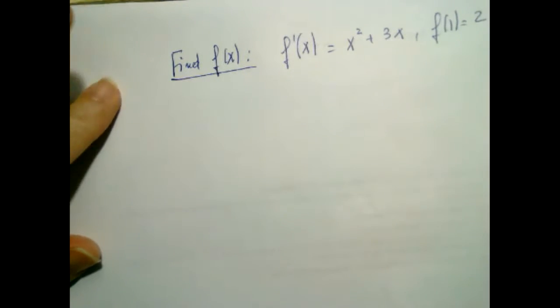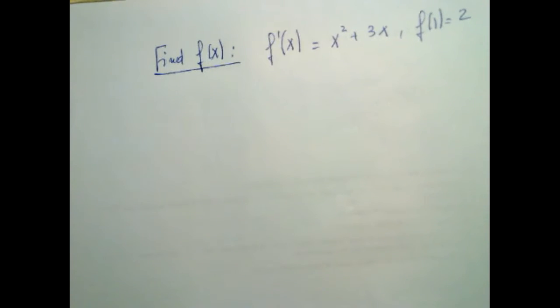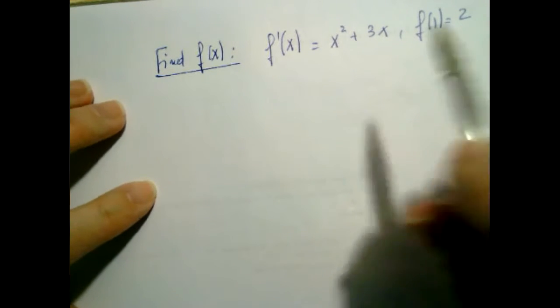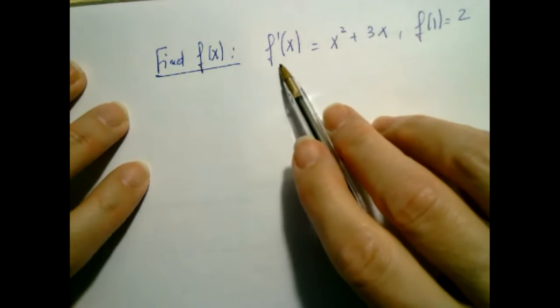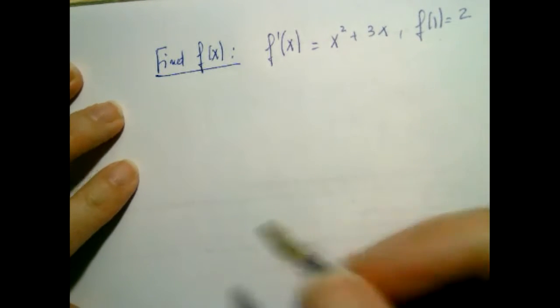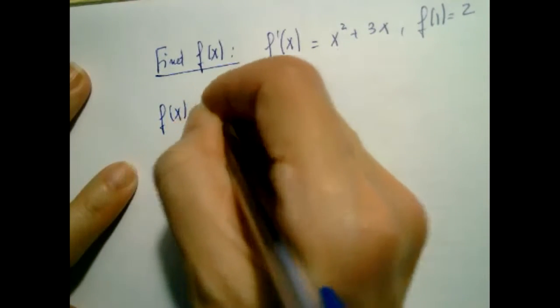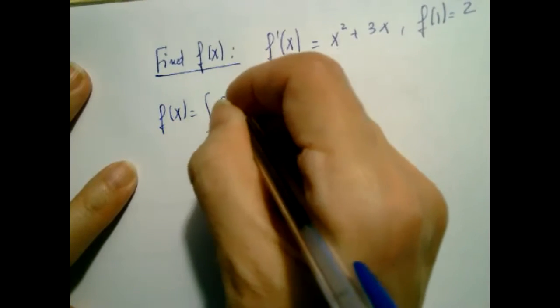So we don't have to always give you the value at 0, even though a lot of times the value at 0 is given, but we're not going to restrict ourselves. So I need a function whose derivative is this and takes 1 to 2. So first I find the function, and we know there are a lot of them. So f of x is the antiderivative of f prime.